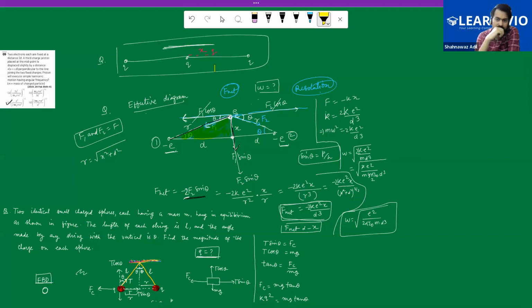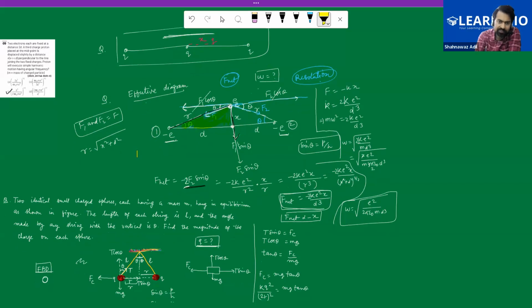So should we write the next question? The two identical small charged spheres, each having... No, no. This one we'll do next time, right?